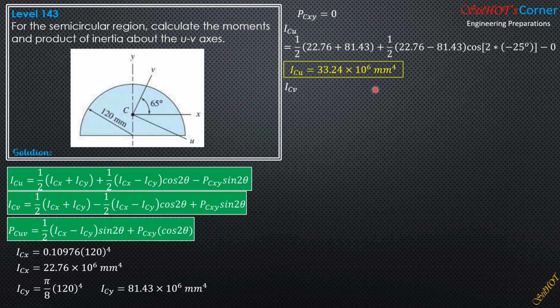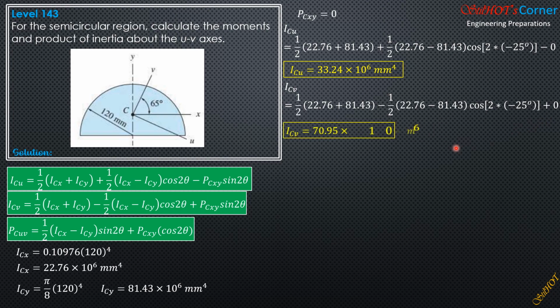I sub Cv is 1/2 quantity 22.76 plus 81.43, minus 1/2 quantity 22.76 minus 81.43, cosine of negative 50 degrees, then plus 0. I sub Cv is equal to 70.95 times 10 to the 6 millimeters to the fourth.